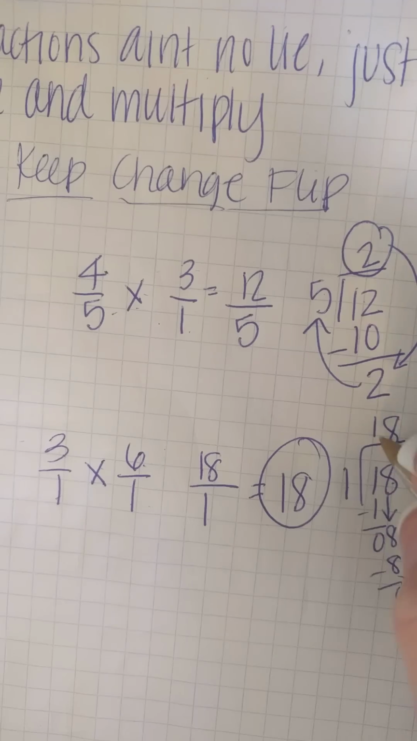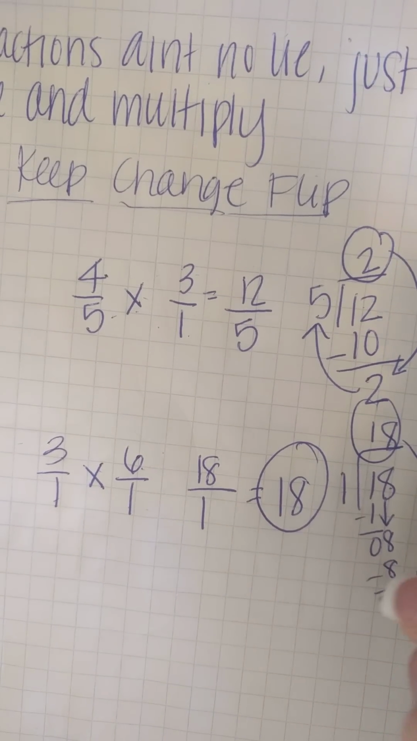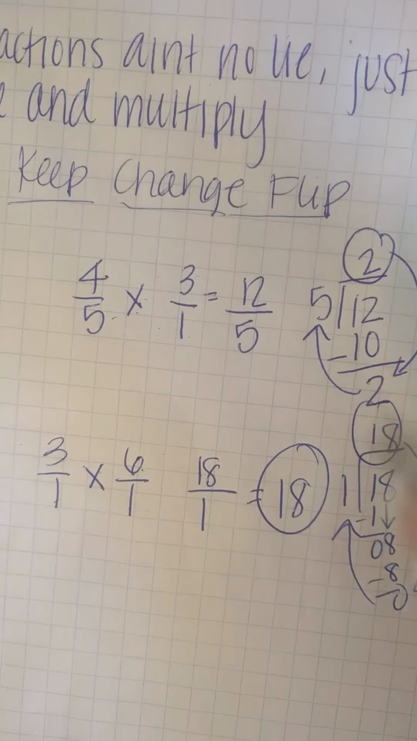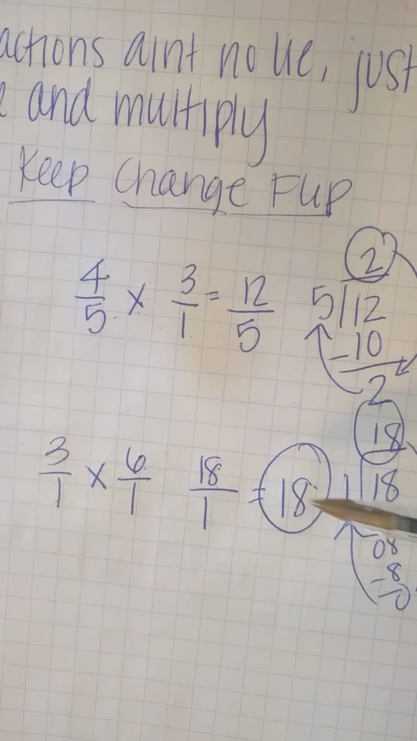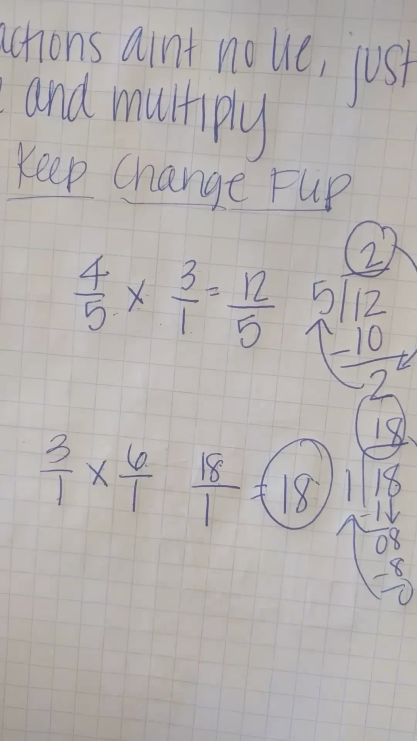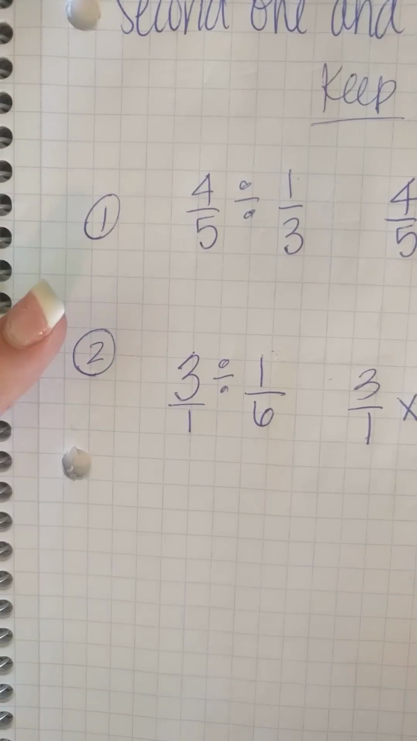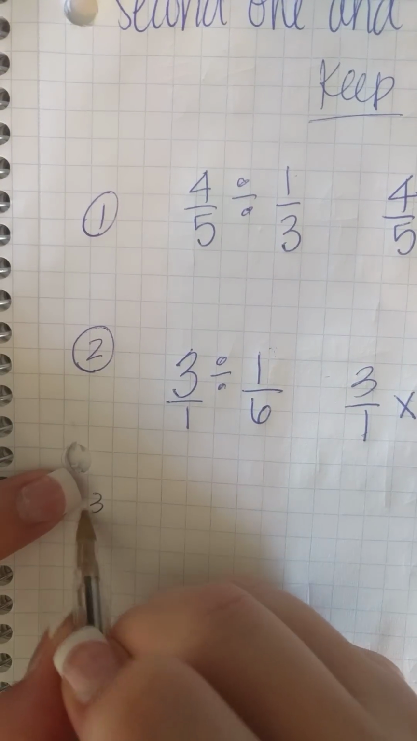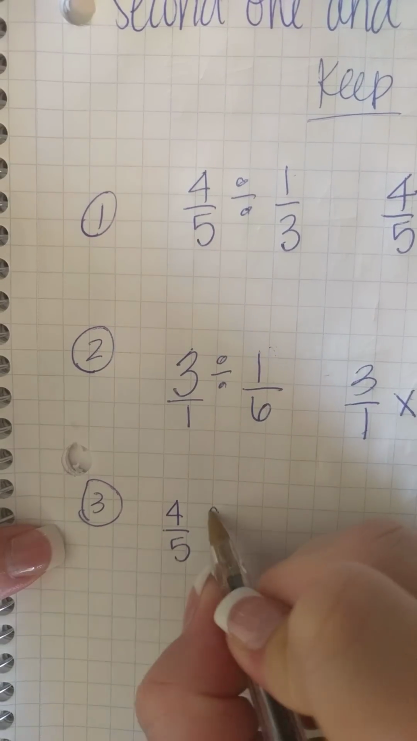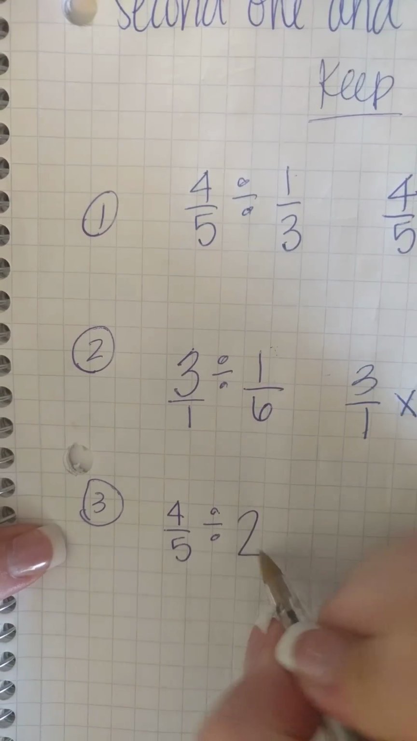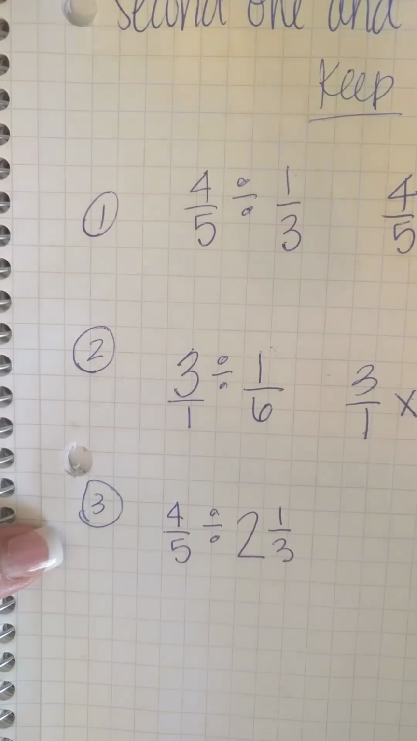So 18 and 0 over 1, well, that's the same thing as just 18. All right, so 18 divided by 1 is 18. Okay, let's do your third example. Let's do 4/5 divided by 2 1/3.